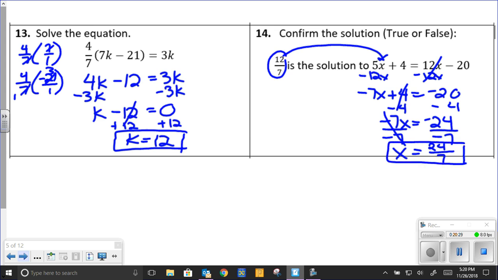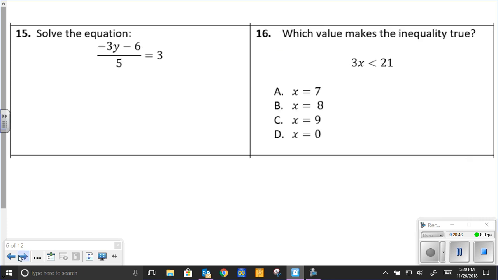This does not match this here. So no, this is false. I do not have the correct answer. So that's the best way I can tell you to do that one. If you could plug it in, if it maybe just said the answer was 5, that'd be an easy number to plug in, then I could do it that way as well to double check. Kind of like we said about checking your work.